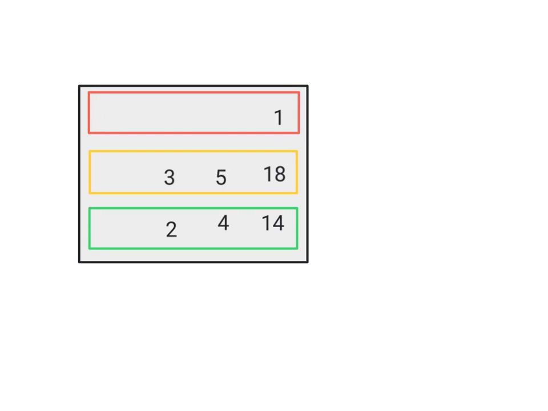So a priority queue is a data structure that has not one, but several different queues inside of it. Let's suppose this is an example where we have some queues, and you can see we have 2, 4, and 14 in the bottom queue, 3, 5, and 18 in the top queue, and 1 in the red queue. In this particular case, red is higher priority, yellow is medium priority, green is low priority.